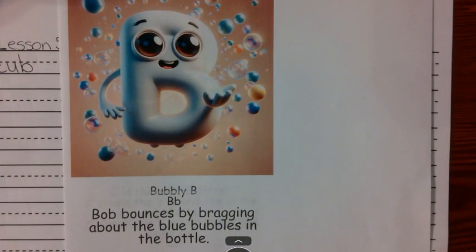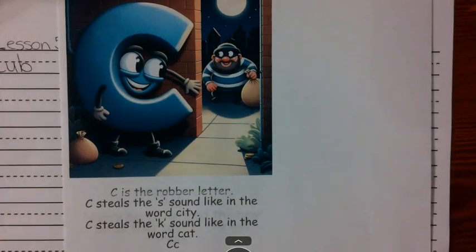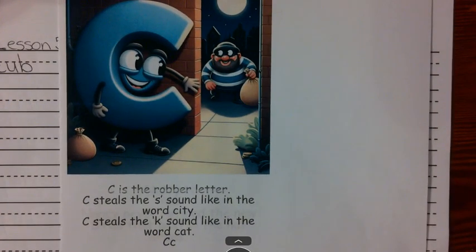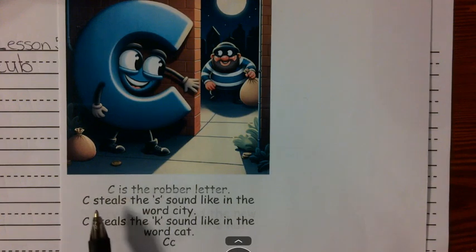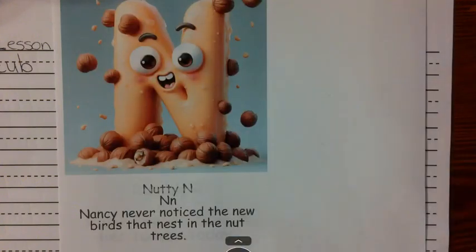And then today we'll have Bubbly Bee Bob. So Bubbly Bee, it says Bob bounces by bragging about the blue bubbles in the bottle. Then we have our robber letter. Remember, C is our robber letter because it doesn't have its own sound. So C either steals the S sound, like in the word city, or C steals the K sound, like in the word cat. We'll have to see what sound we have from our robber letter today.